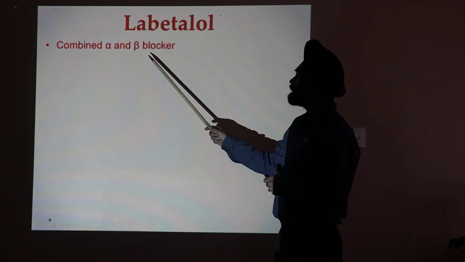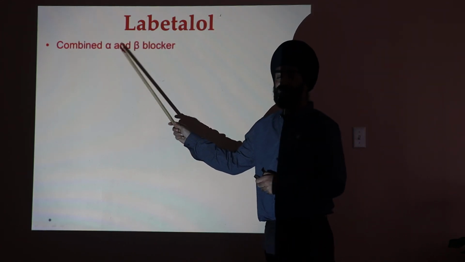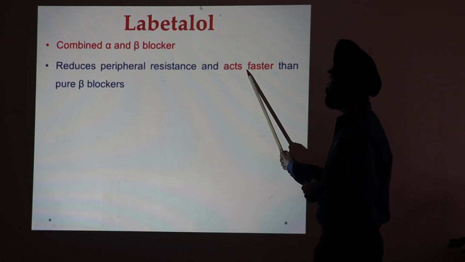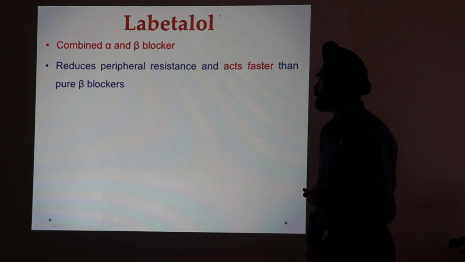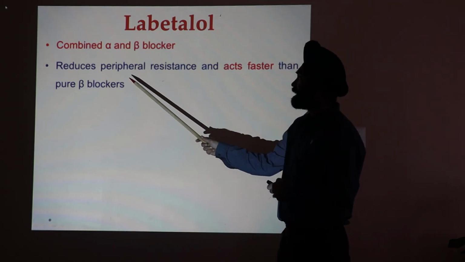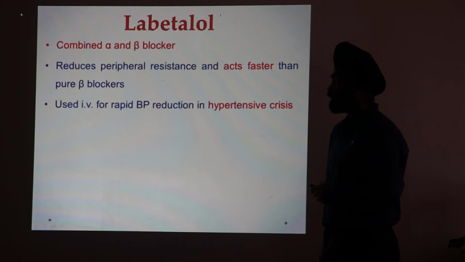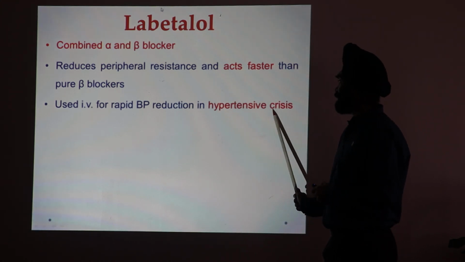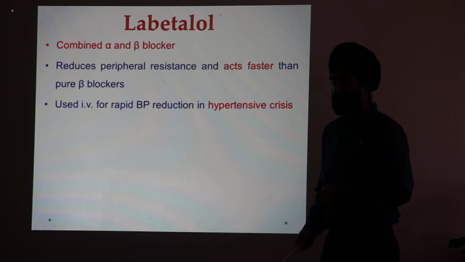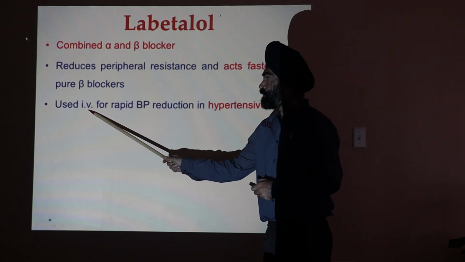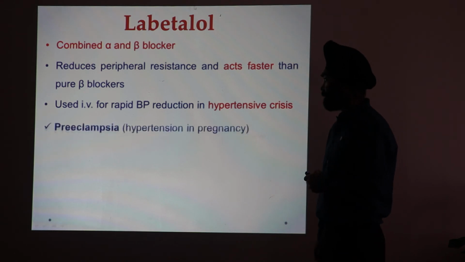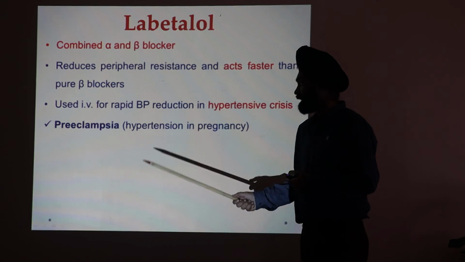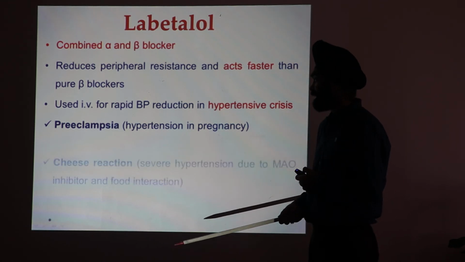Coming down to this category of drug, that is labetalol. It blocks alpha as well as beta receptors, so it acts much faster than the pure beta blockers, and the mechanism is that it reduces the peripheral resistance. Because it is a fast acting drug, it can be used in hypertensive crisis, hypertensive emergencies. In that condition we use it by the intravenous route. In certain conditions we can use it in preeclampsia, that is very high blood pressure in pregnancy.